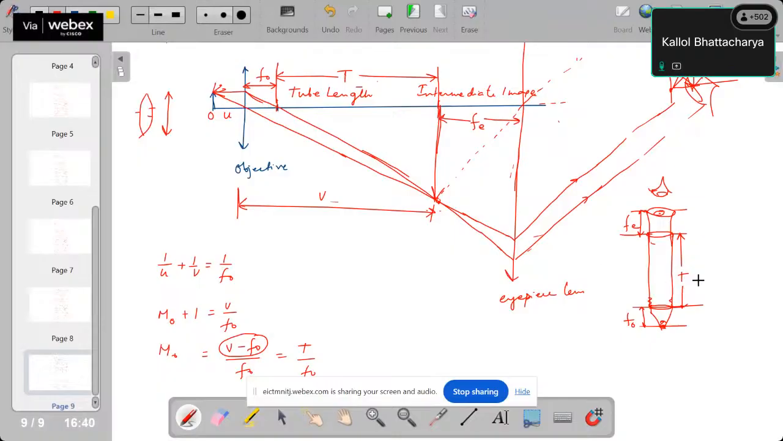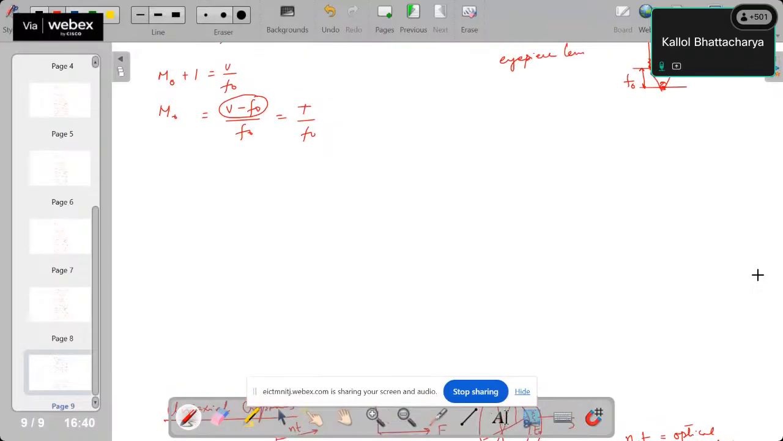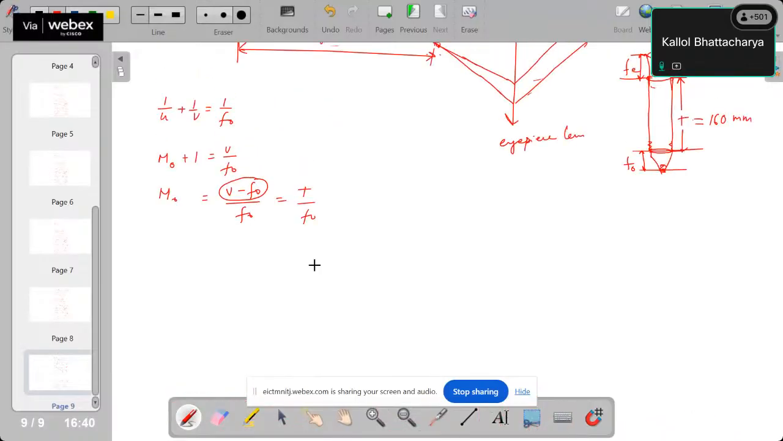By international standards, t is taken to be 160 millimeters. This is the international standard for the tube length of a conventional microscope. We are talking of a conventional microscope. Of course, microscopes have undergone tremendous advancements. So, the magnification of the objective, MO x, let's say, is given by 160 by fo.